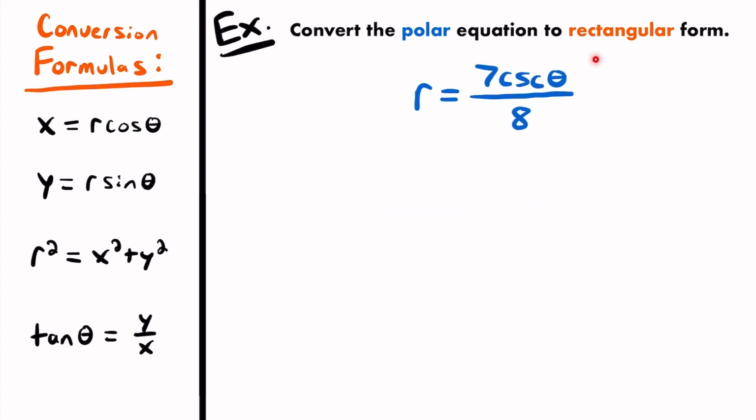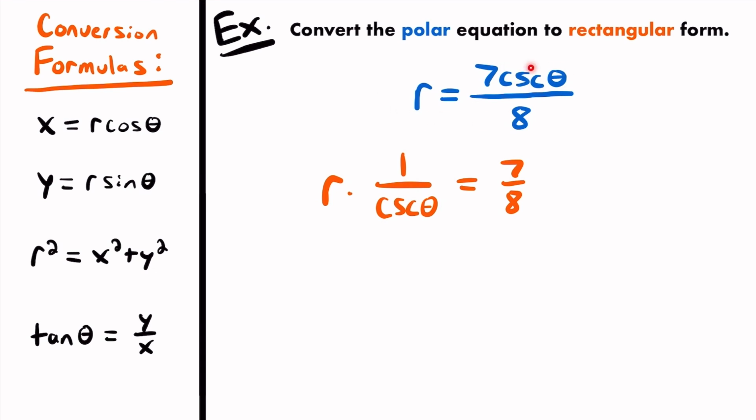All right, so here's our next example. Once again, we want to convert the polar equation to rectangular form. This time we have r equals 7 cosecant theta divided by 8. And so just like with our previous example, if you have r is equal to some constant times cosecant theta or secant theta, what you want to do is divide both sides by that trig function. This is only for cosecant and secant. All right, so let's do that in this case. If we divide both sides by cosecant theta, we'll have r times 1 divided by cosecant theta, and that will be equal to 7/8. Right?